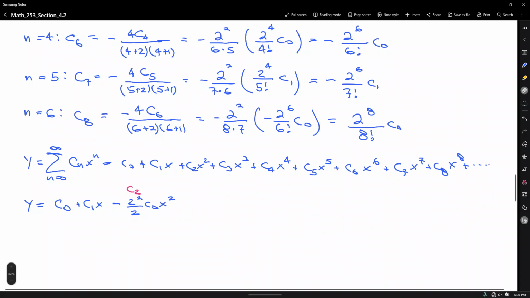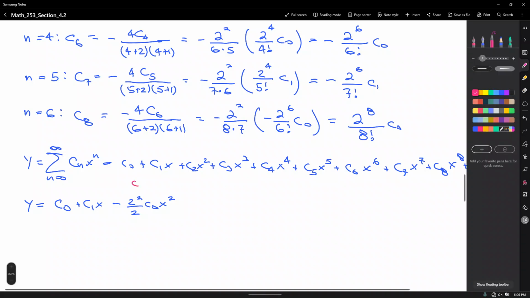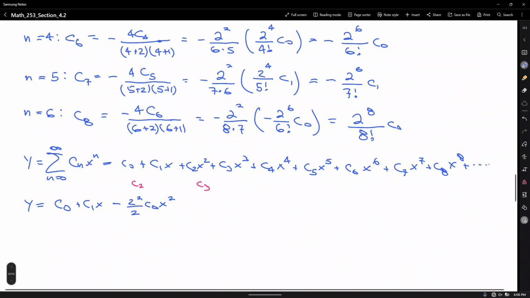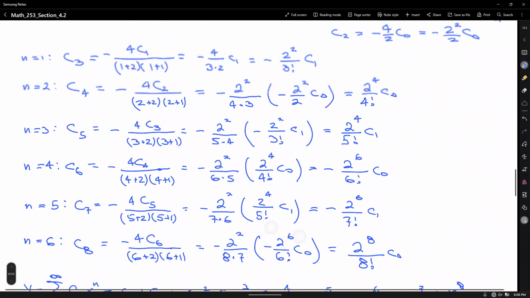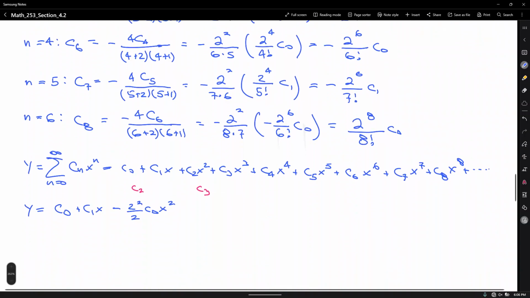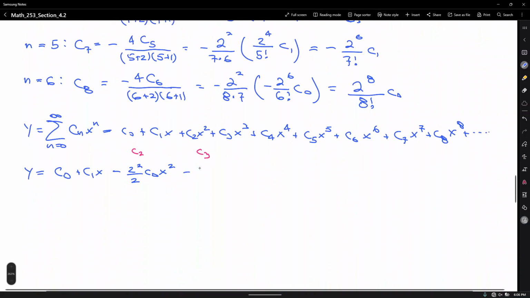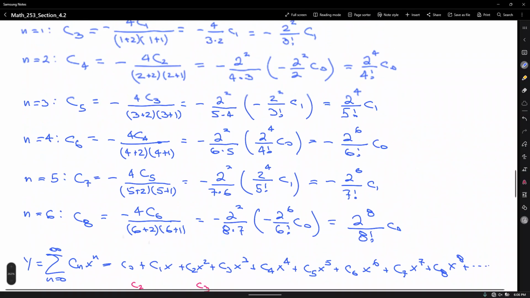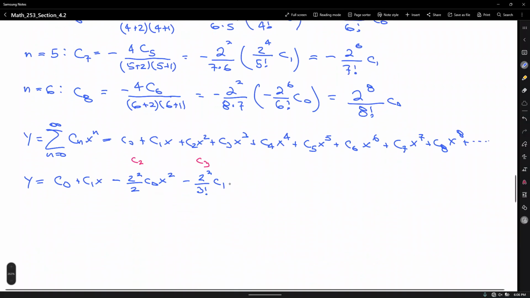What about, okay, that's C sub 2. What about C sub 3? Okay, C sub 3: negative 2 squared over 3 factorial, C sub 1 this time, right? Yes, C sub 1, x cubed, okay? And then what about C sub 4?